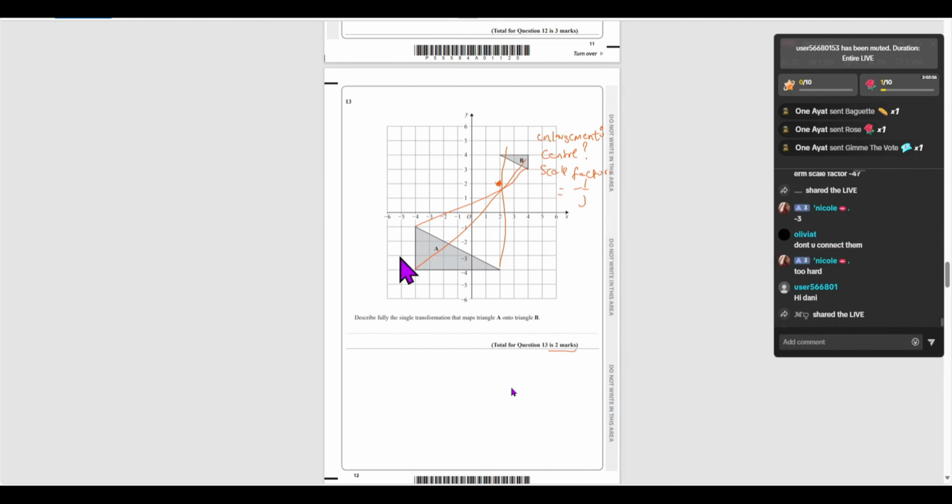2, 2. So the enlargement: the scale factor is going to be -1/3. The center is going to be 2, 2. Just like that, okay?